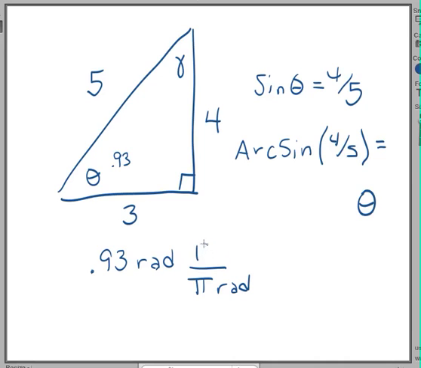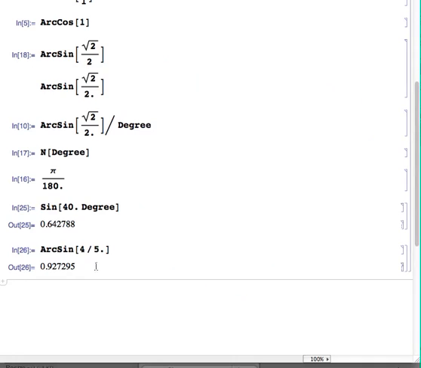and pi radians is the same as 180 degrees. So all we have to do is multiply this number times 180 and divide by pi. Well, in Mathematica, it's even easier. We can just divide by the word degree, and we get our answer. It's 53.13.